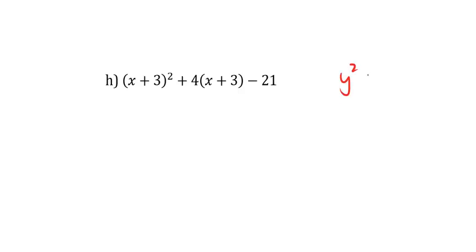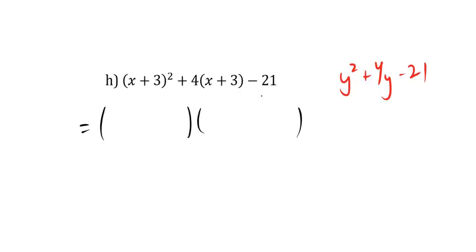So it's y squared plus 4y minus 21. And this is a trick that you could use, like off in the margin on a scrap piece of paper, and factor that. That's an easy one. And then replace the y's back with x plus 3, right? So but I would do it like this.